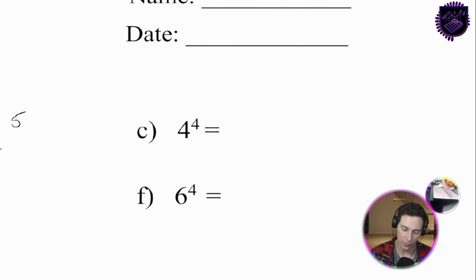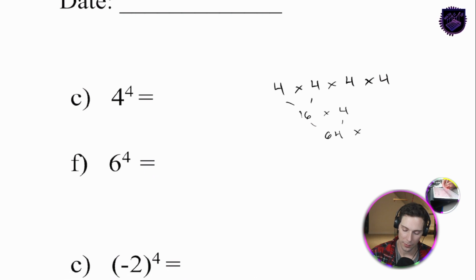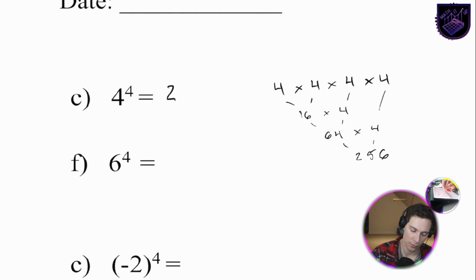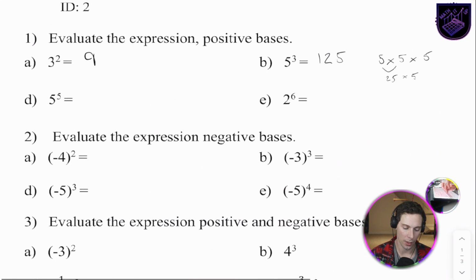C, 4 to the power of 4. So 4 times 4 times 4 times 4. And you can go through this. This is going to be 16 times 4. And that's going to be 64 times 4. And 64 times 4, 240 plus 16, 256. 256. All right.